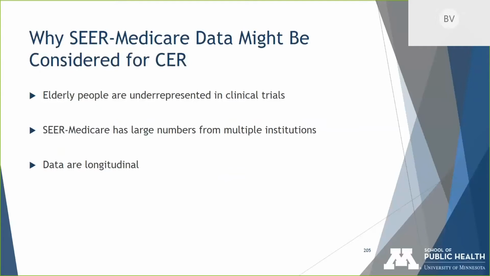Also, SEER Medicare data has large numbers from multiple institutions. What we often see are single institution studies, and the SEER Medicare data can remedy that because we have multiple institutions, not only academic institutions, but even public rural hospitals. The data are also longitudinal, so we can look over time, and as I mentioned, randomized controlled trials often have a shorter time horizon, but the Medicare data offer a much longer time horizon.